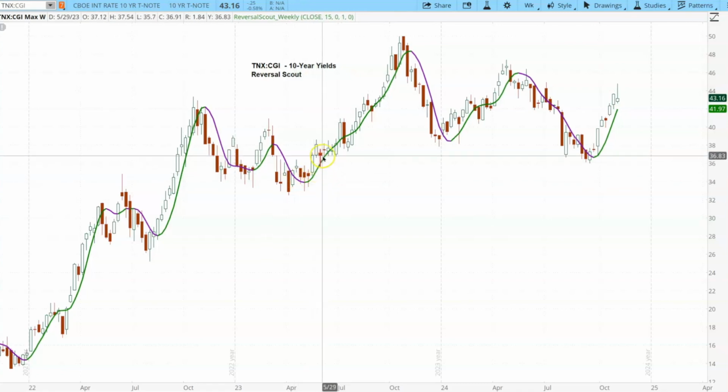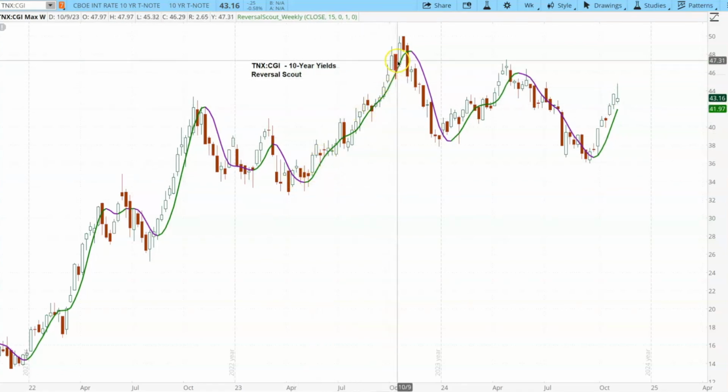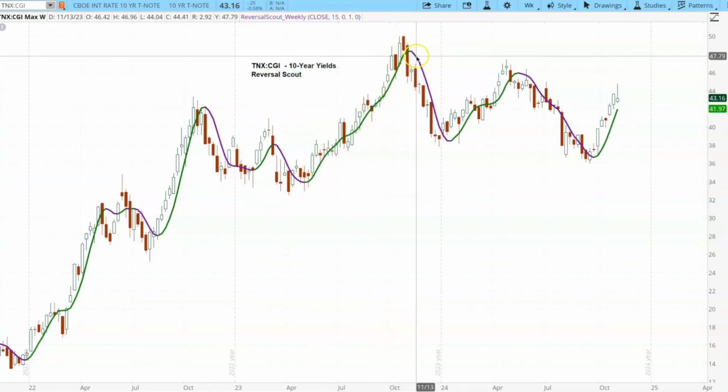And you can see when it turned up in here, yields continued to rise. And then when it turned down, yields fell, and there's a very, very good consistency in here. And we use the reversal scout a lot to help us understand conditions of particular cycles as we do that analysis. So you can see that pretty clearly in here. Now, when you look at that, that is the best indication of the cycle rhythms that are in here.